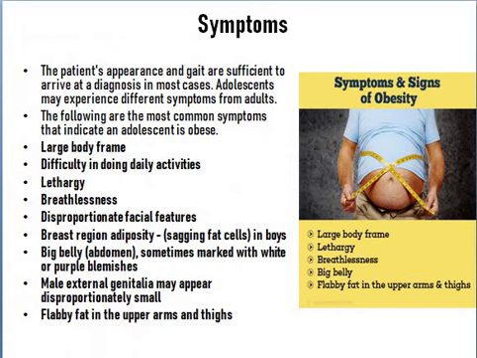What are the common signs and symptoms of this obesity? Just by the appearance of the patient, doctors will easily judge the obesity. But anyhow, large body frame, difficulty in doing daily activities, lethargy, breathlessness, disproportionate facial features, breast region adiposity, then big belly, with the male external genitalia appearing somewhat smaller than normal. Then flabby fat in the upper arms and thighs. These are the common symptoms of obesity.